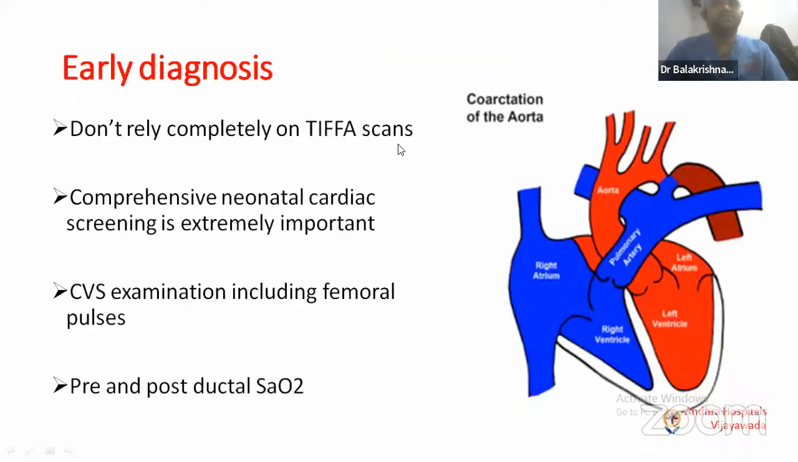For early diagnosis, don't completely rely on your scans. Comprehensive neonatal cardiac screening is the most important point. Usually when you see a neonate, you think, okay, color is good, everything is good, discharge. You don't put a steth on and listen for the murmur. You don't tend to check upper limb and lower limb saturation, pulses, BP difference. Even I still have that habit, even as I'm telling you this. So this is the most important point: check the lower limb pulses, look for differential cyanosis and pre and post ductal saturation, and look for a murmur.